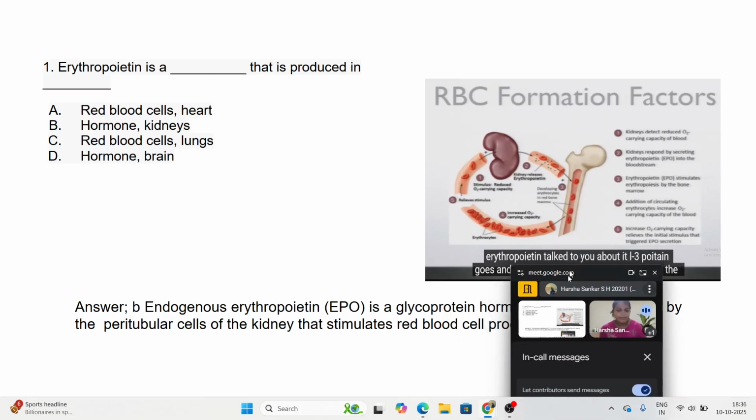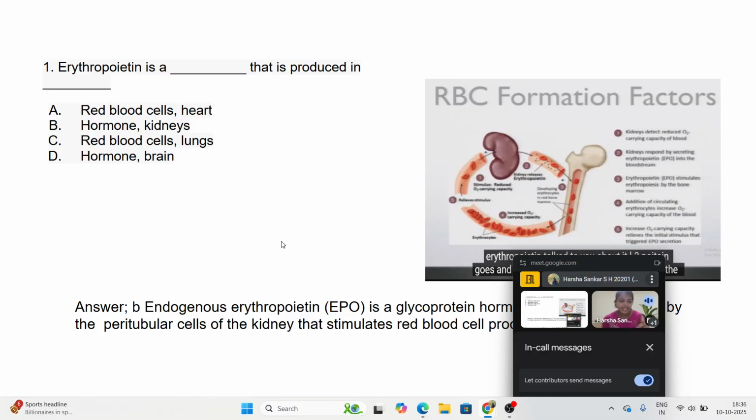You can type it in the chat box. After reading a question, I will give 1 minute. In that time you can think and answer in the chat box. You don't have to speak. After that, we can discuss.